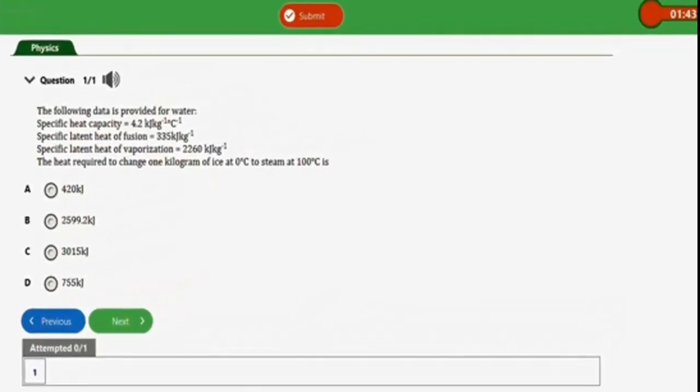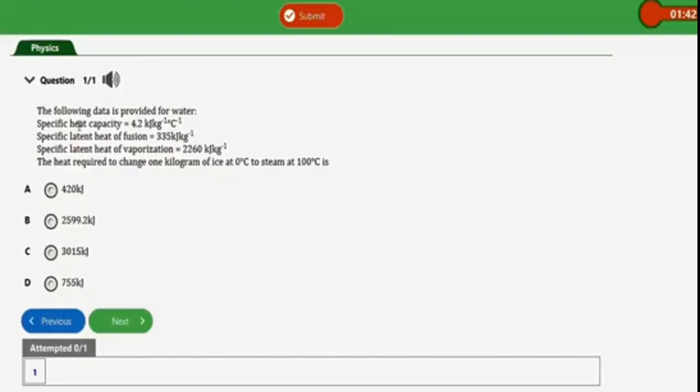In this video, we're going to learn how to solve this physics question under heat energy for the subtopic change of state. So we have only one repeated question to practice with.